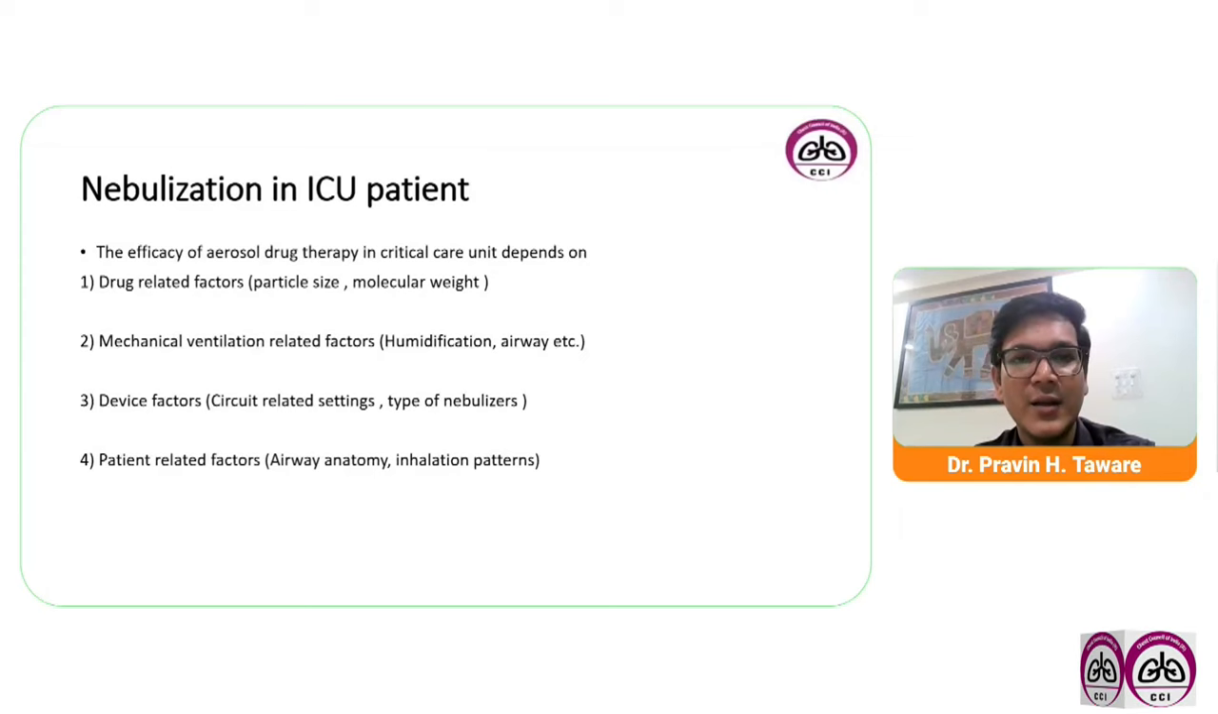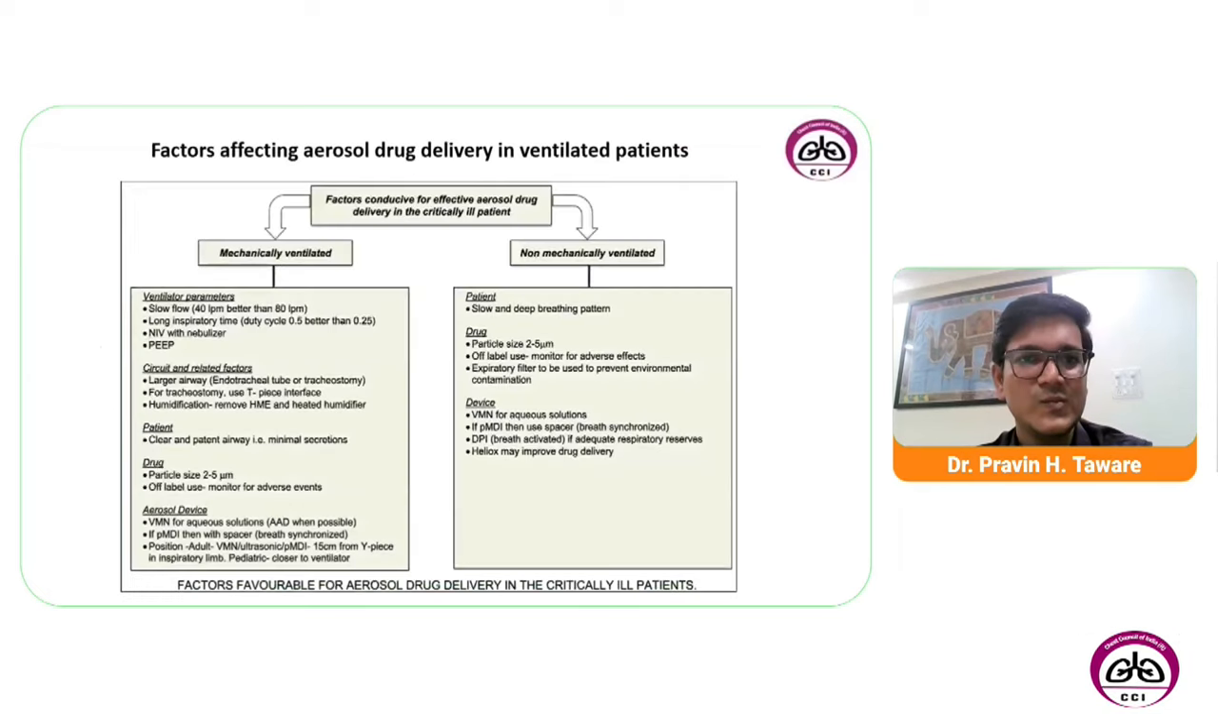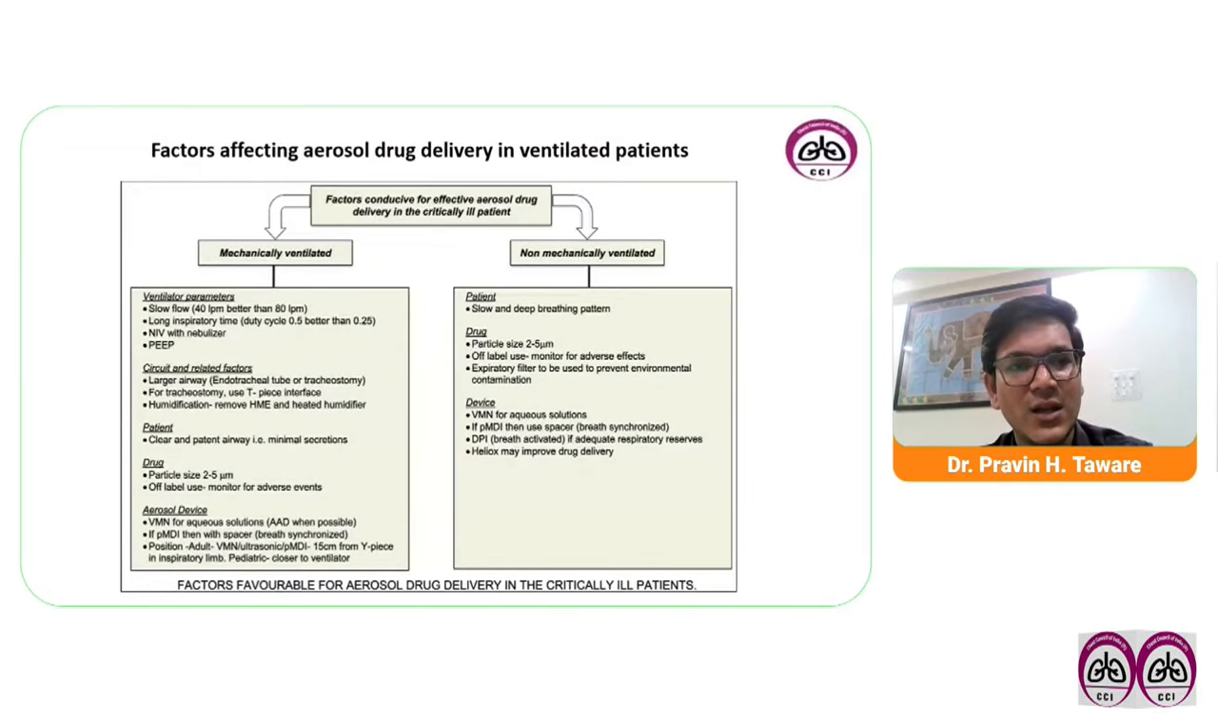Nebulization in ICU patients depends on so many factors: drug related factors, mechanical ventilation related factors, device factors, and patient related factors. So when you see a mechanically ventilated patient, ventilator parameters are very important. Most commonly, when you are giving a nebulizer, try to give it in volume assisted mode. The inspiratory flow should be around 30 to 50 liters. Duty cycle should be around 0.3 to 0.5. PEEP should be around 5. Tidal volume should be more than around 500 ml if feasible. Try to use larger airways, larger endotracheal tube and tracheostomy. And when tracheostomy is used, use T-piece as an interface. Remove the humidifier before starting nebulization.